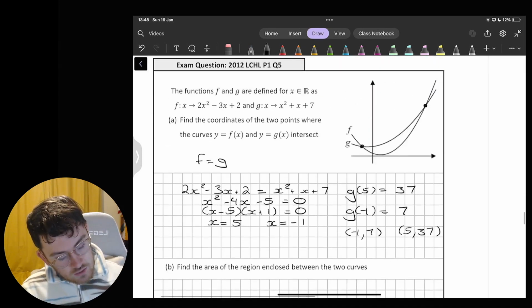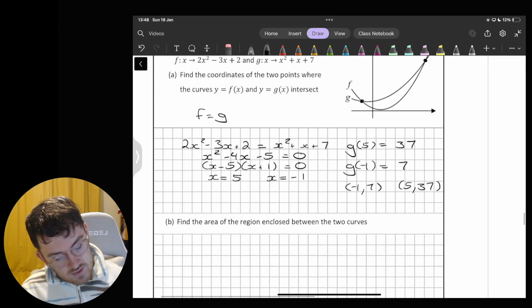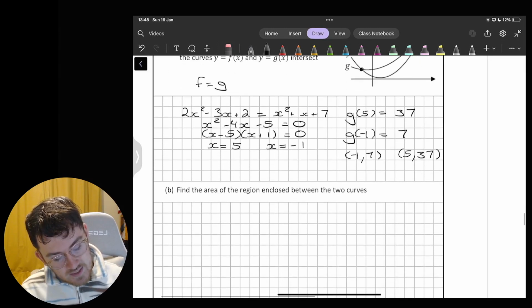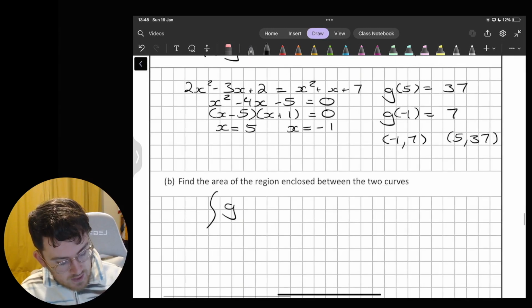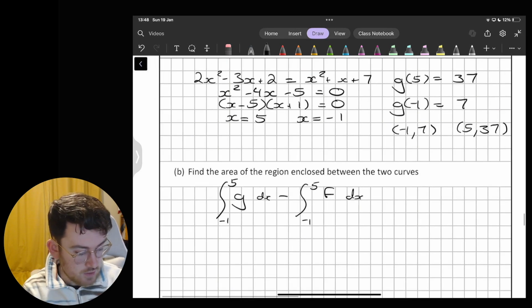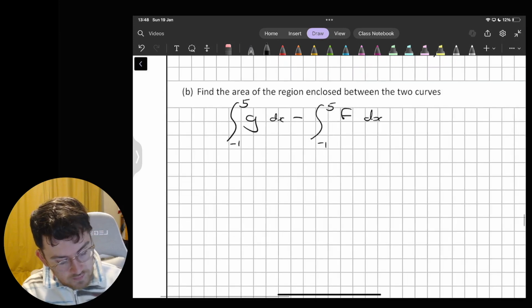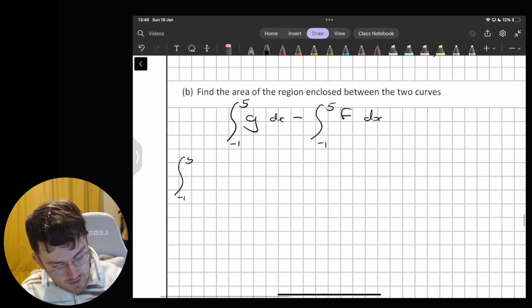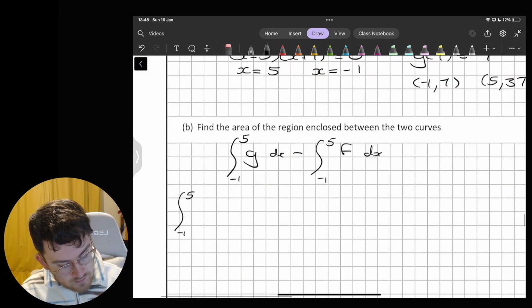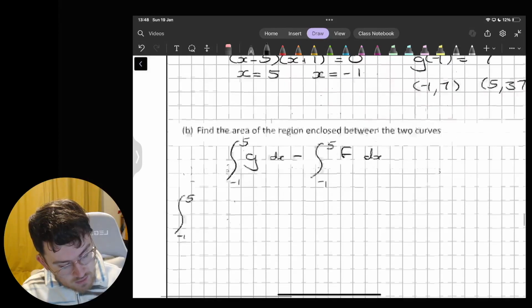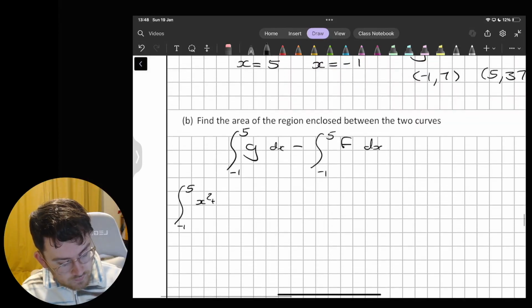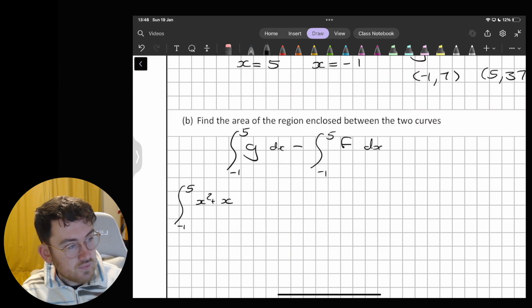So find the area enclosed between the two curves. Essentially, I want to find the area under g minus the area under f, between those two points, minus 1 and 5. That's really the sums I'm going to be doing here. So we'll look at it separately, and then we'll look at doing it in the combined way. Let's go with g first, from minus 1 to 5 of g. So what's my function for g here? x squared plus x plus 7.